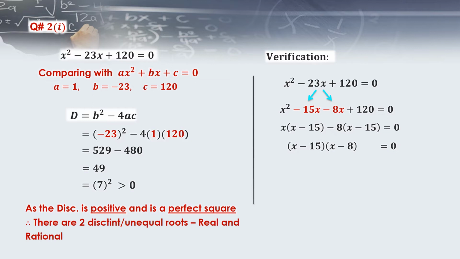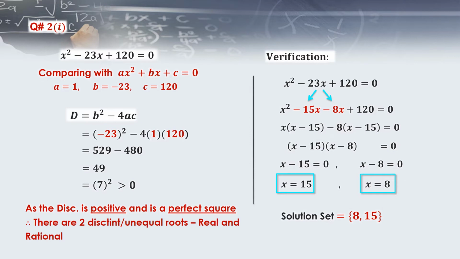and x minus 8. When the product of two factors is 0, either the first factor is 0 or the second factor is 0. So here either x minus 15 is 0 or x minus 8 is 0. Hence we get the two values of x, 8 and 15. These are the roots of the given quadratic equation. Observe that these roots are real, particularly rational, and distinct or unequal. Hence, it verifies our initial judgment about the roots that we made on the basis of the value of the discriminant.